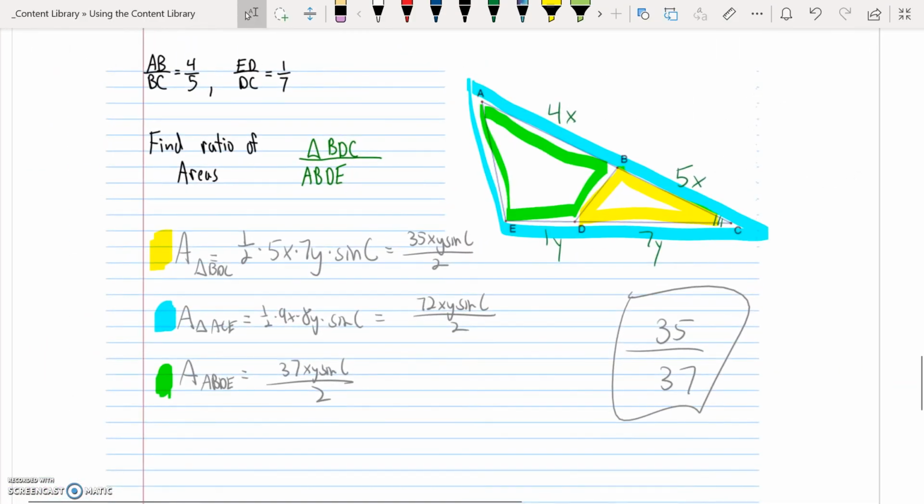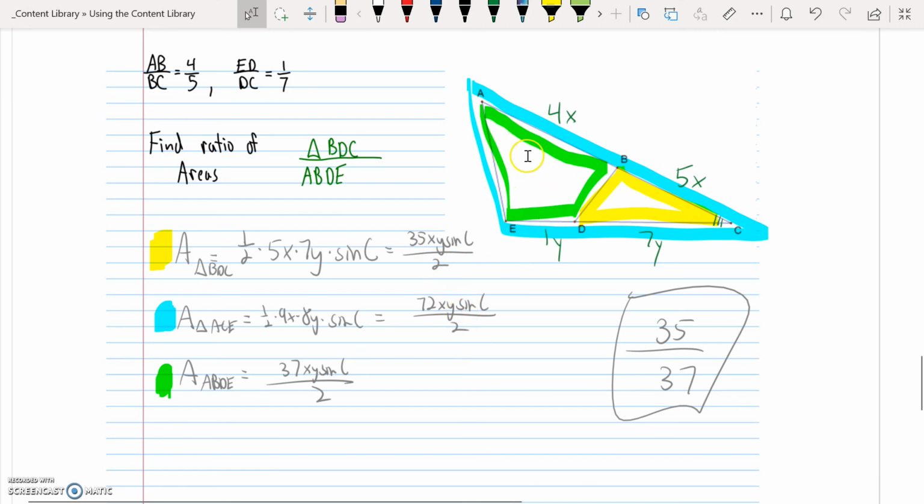And here we are. For this front one, I said the area of this yellow triangle is 1/2 times 5x times 7y times the sine of c. This is our new formula given side angle side of a triangle. There it is, and there it is simplified. The area for the entire blue triangle is 1/2 times 9x times 8y times the sine of c. Multiply that out, it comes to this. So there's the yellow triangle, and there's the whole blue triangle.